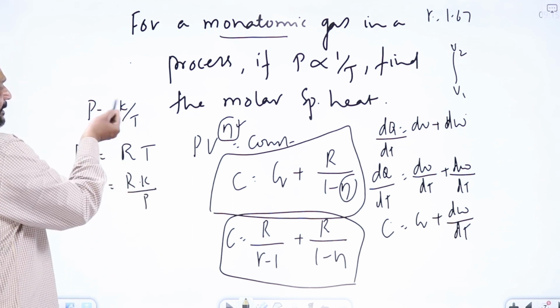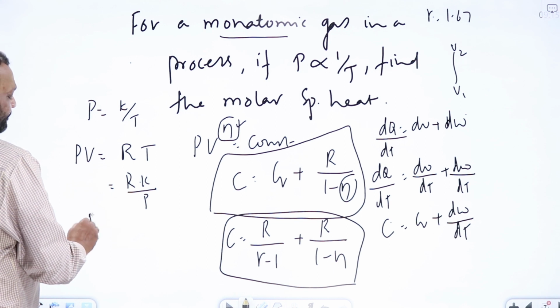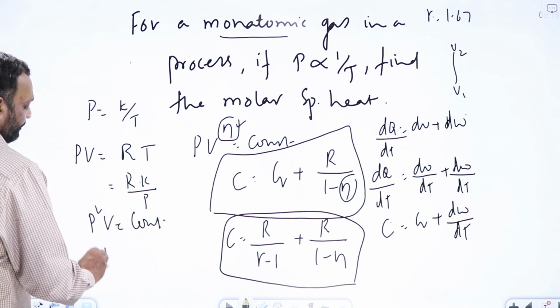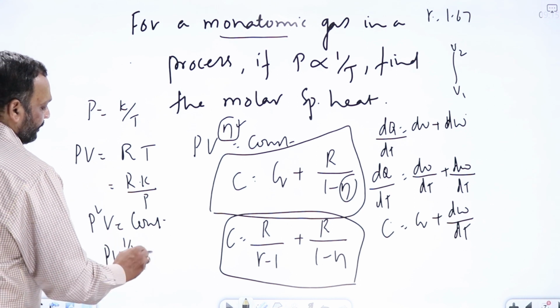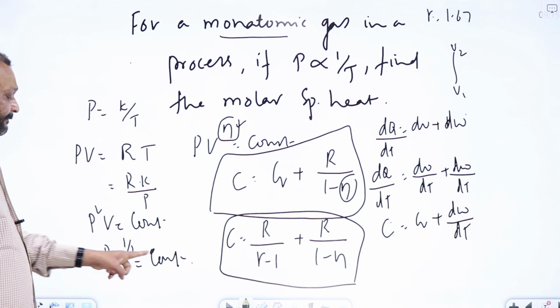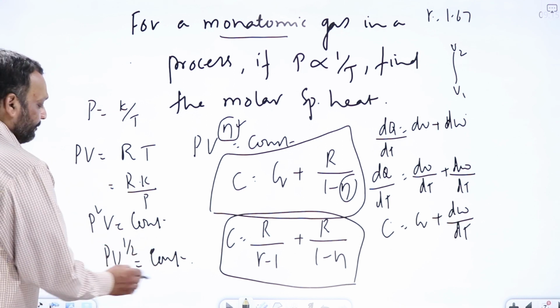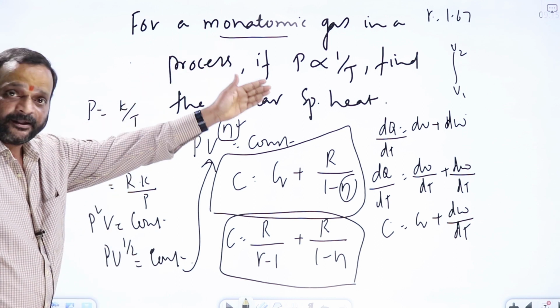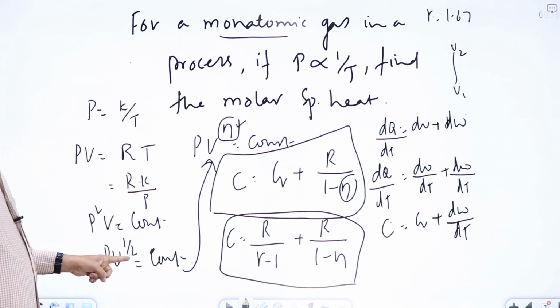R is the gas constant, K is some constant here. So it is nothing but P squared into V equal to some constant, or PV to the power half equal to another constant. Take the square root of this: PV to the power half equal to constant. Compare this expression with PV to the power N; that means in such a polytropic process N equals half.